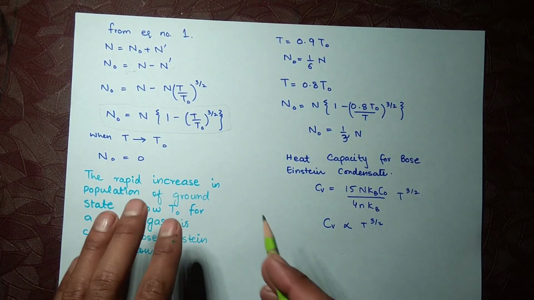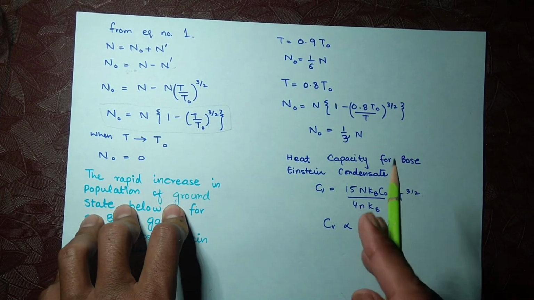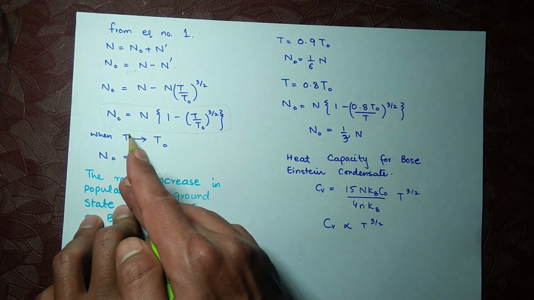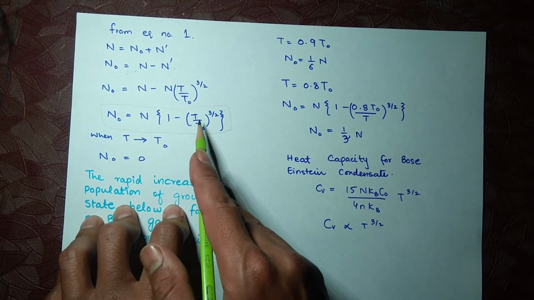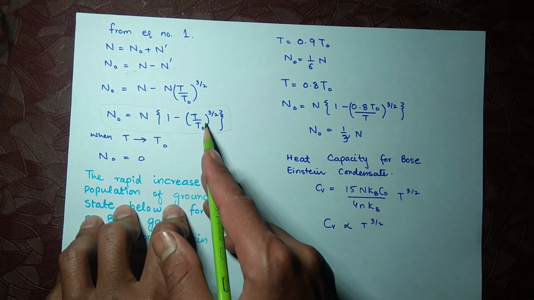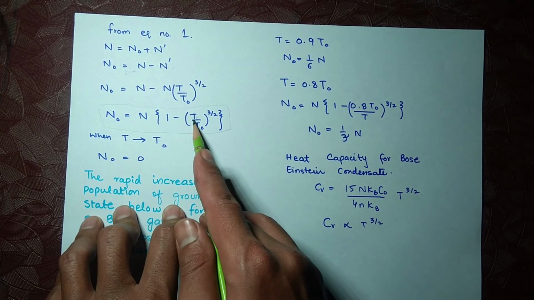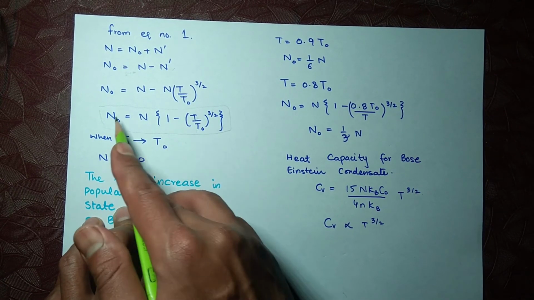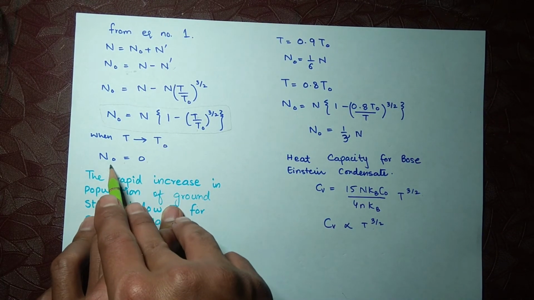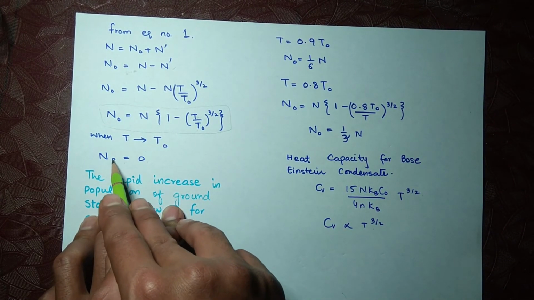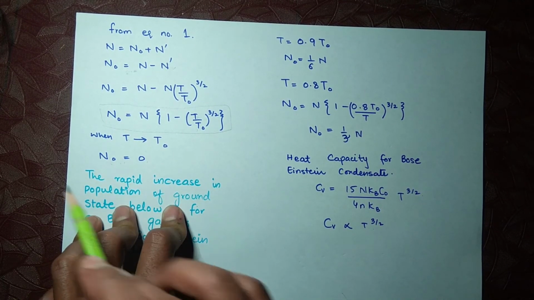So when T approaches T naught, what does this mean? That your temperature is at the degeneracy temperature. At the degeneracy temperature, T will be equal to T naught. They will cancel out and equal 1, and 1 minus 1 will be equal to 0, which leads us to n naught equals 0. What is n naught? n naught is the number of bosons in the ground state.